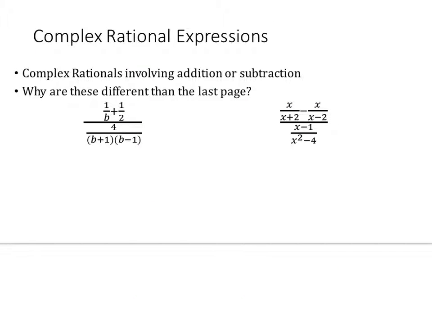On this next page, it's the same idea, but if you notice, it's still this giant division within a division. However, now I'm also adding or subtracting on top or bottom. So if you look at this first problem, I have 1 over b plus 1/2 divided by 4 all over b plus 1 times b minus 1. So the first thing I'm going to do is write this as a division problem, but I'm going to put my addition in parentheses because this whole thing's getting divided, and so I need to take care of that first.